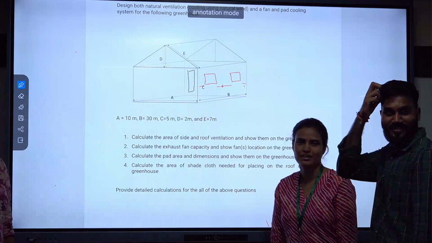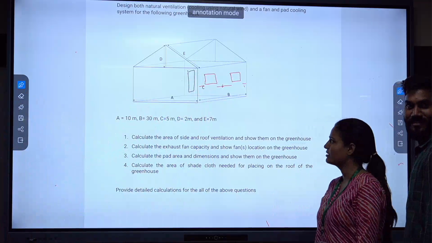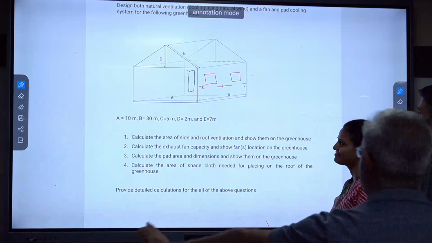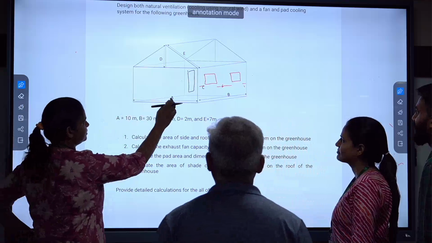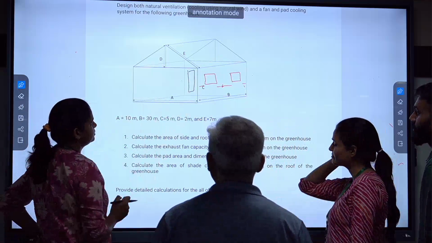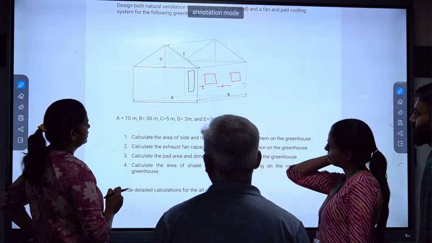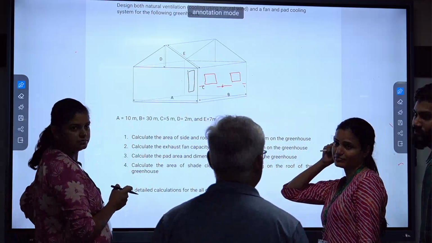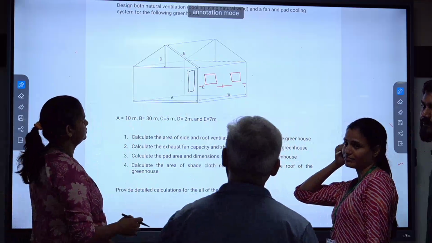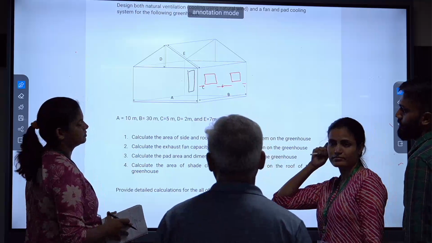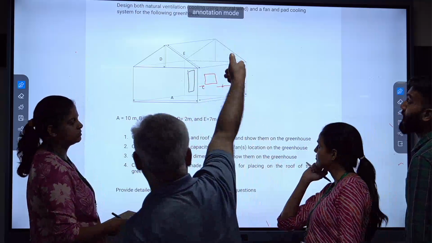Now, Ms. Ruchika Chaudhary, please let me help you. Show me the length A. Where to where is A? So what is the length of that A? How many meters or how many feet are there? Or 33 feet approximately, right? That is the side on which the pad is going to be, because the fan is going to be on the back side.